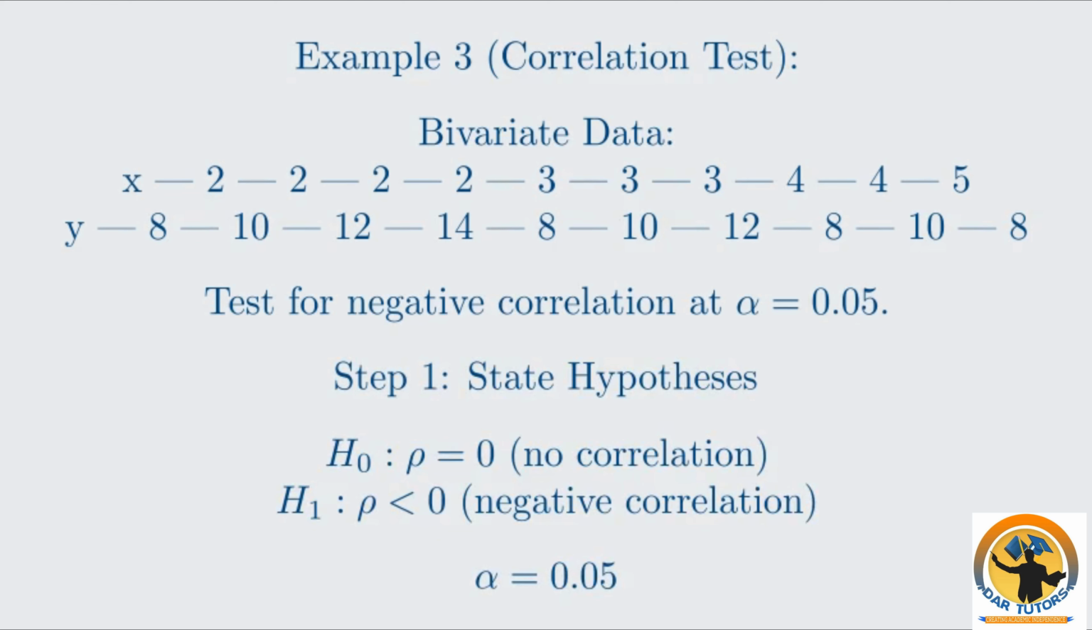Our alternative hypothesis, H1, is rho < 0 because we are testing for negative correlation. Our significance level is alpha equals 0.05. Now the key step is using the calculator.